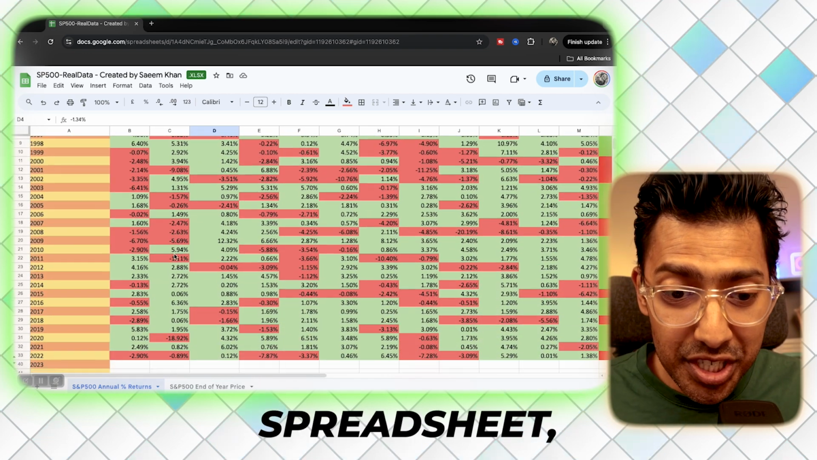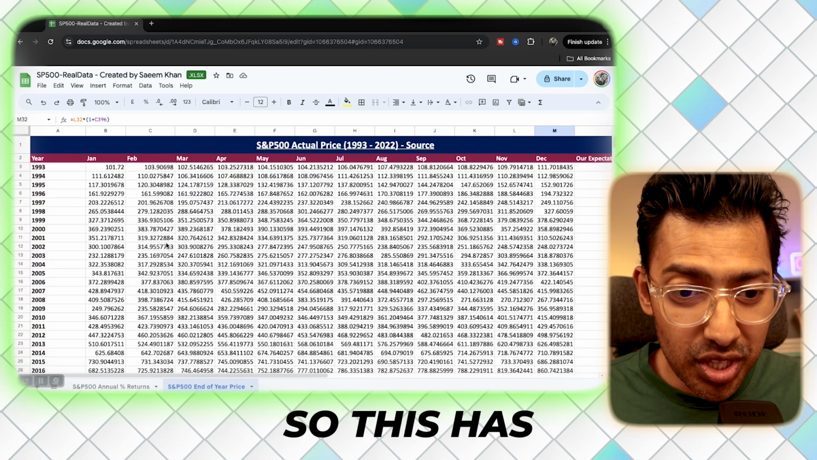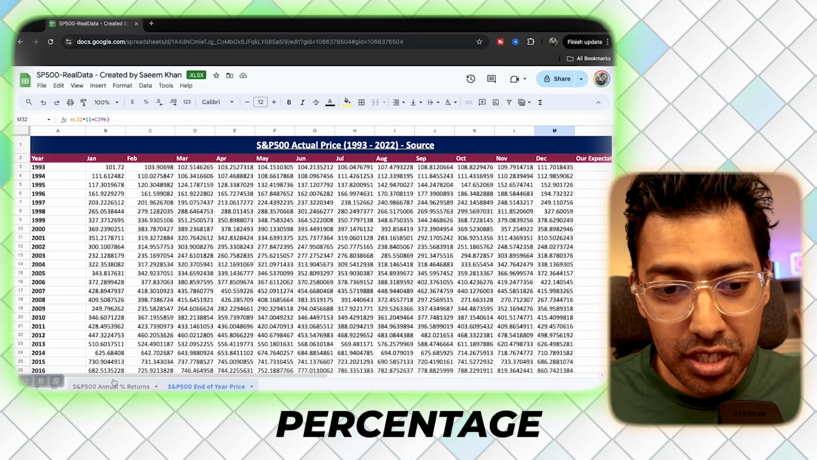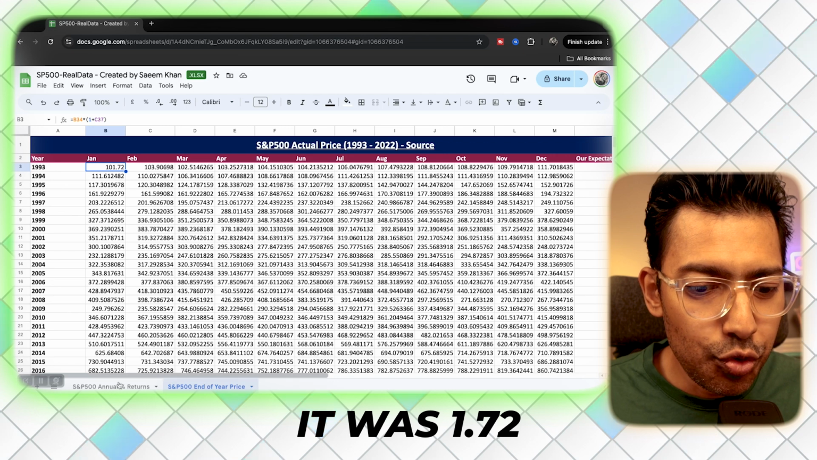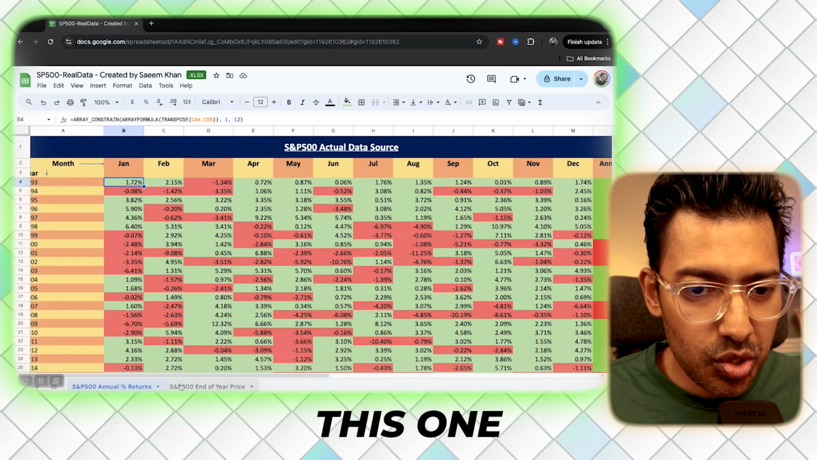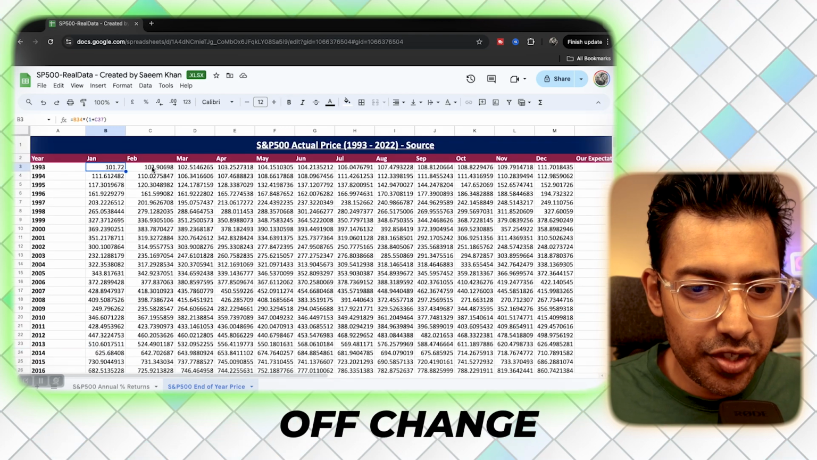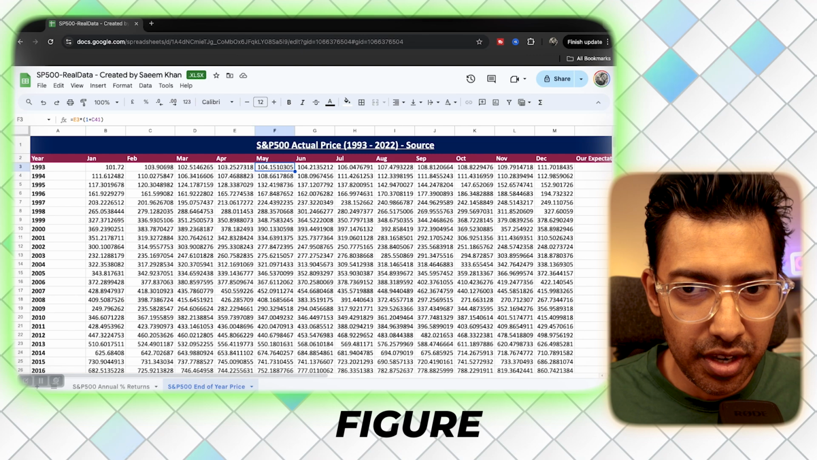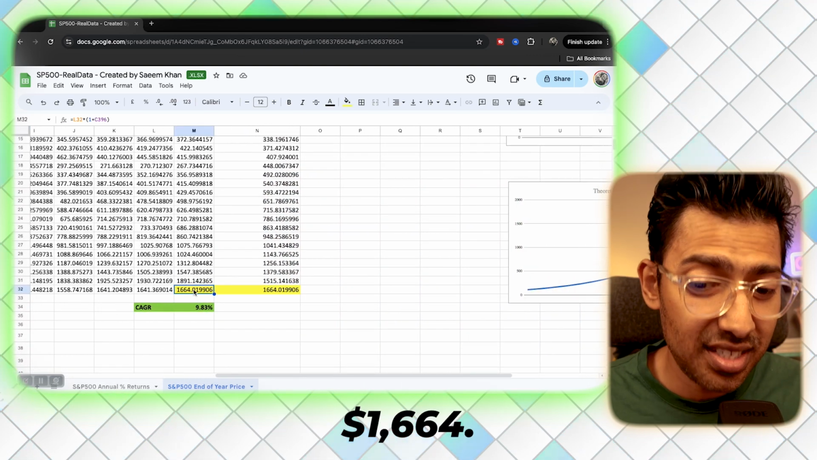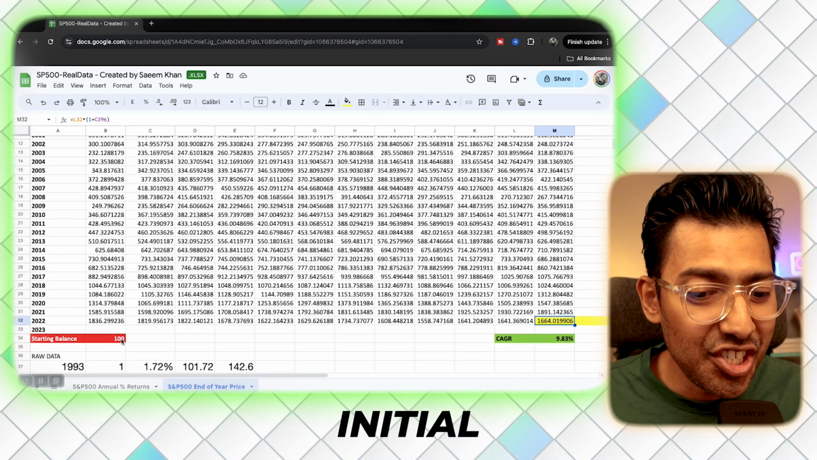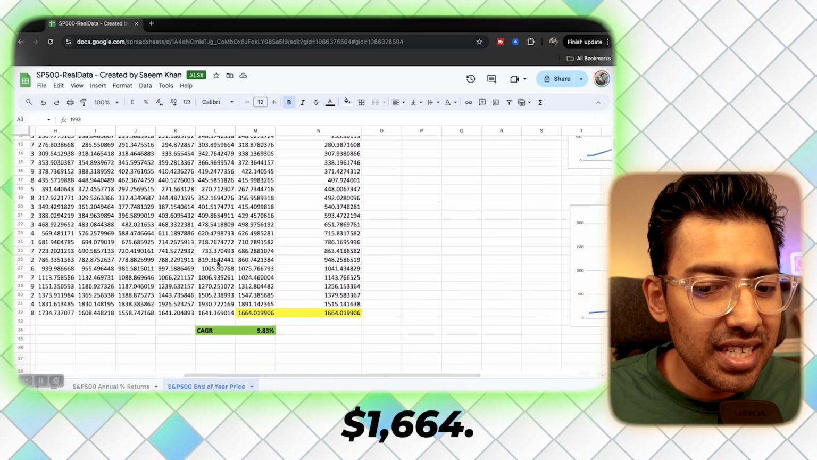I've converted the percentage data into the actual dollar value, which is this spreadsheet. So this has been converted from the percentage value to the dollar value. You can see the first month of 1993, it was a 1.72 percent return. So if you see this one, it becomes 101.72 for our starting balance of $100. And I've changed all these months into dollar figures all the way up until December 2022, where I see the return to be $1,664. So my $100 initial investment in 1993 became $1,664 by 2022.